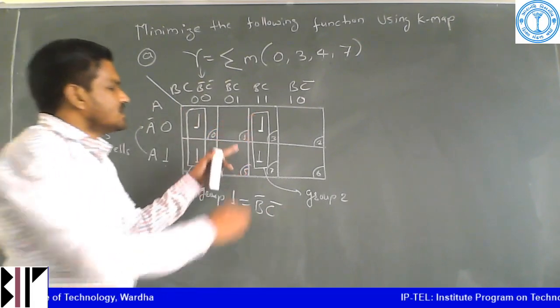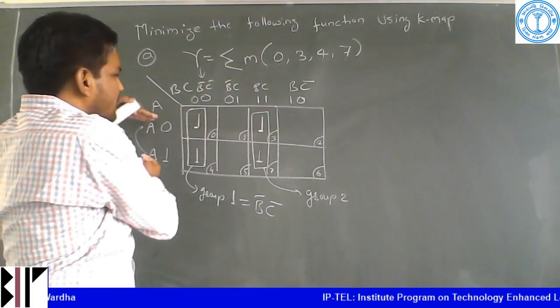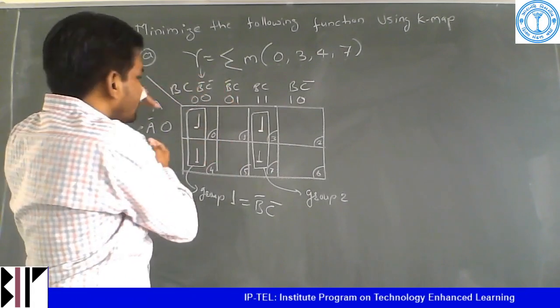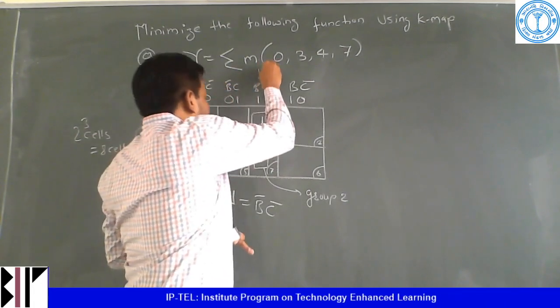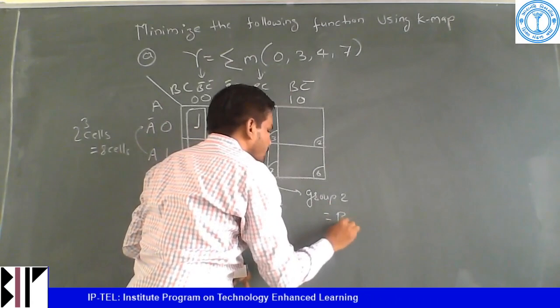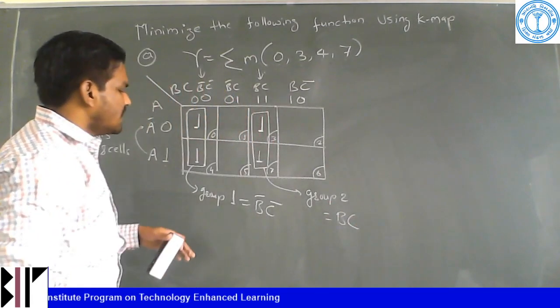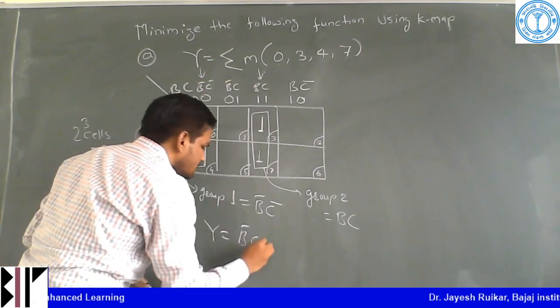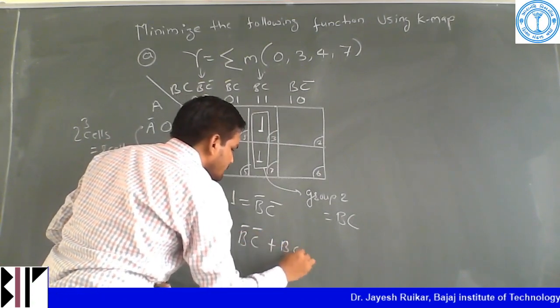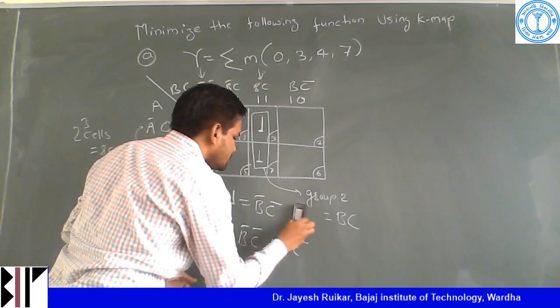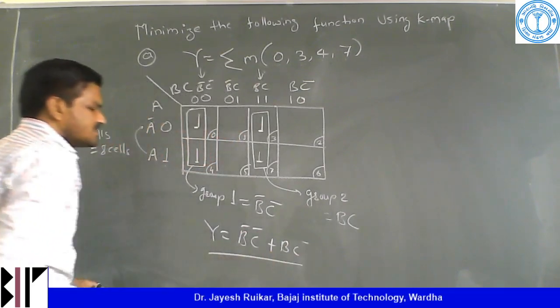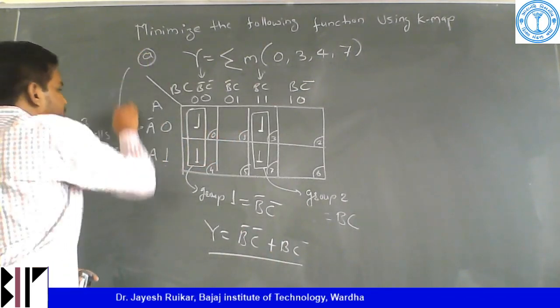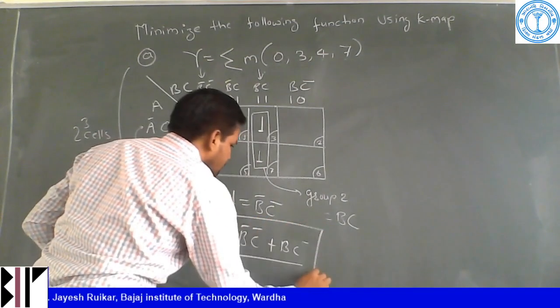When we look at this pair, from this side the A bar and A variables get cancelled, and from the top side I get the equation for group 2, that is BC. When we combine these, Y equals B bar C bar plus BC. This is my minimized expression for this function.